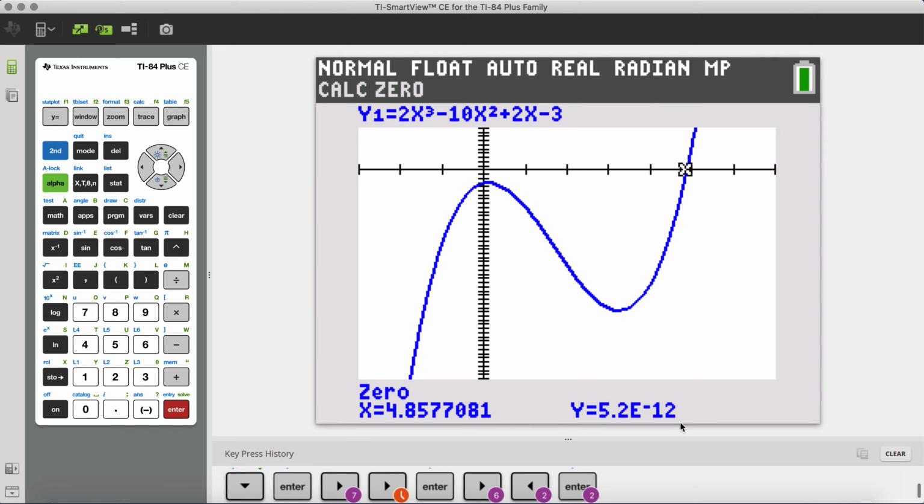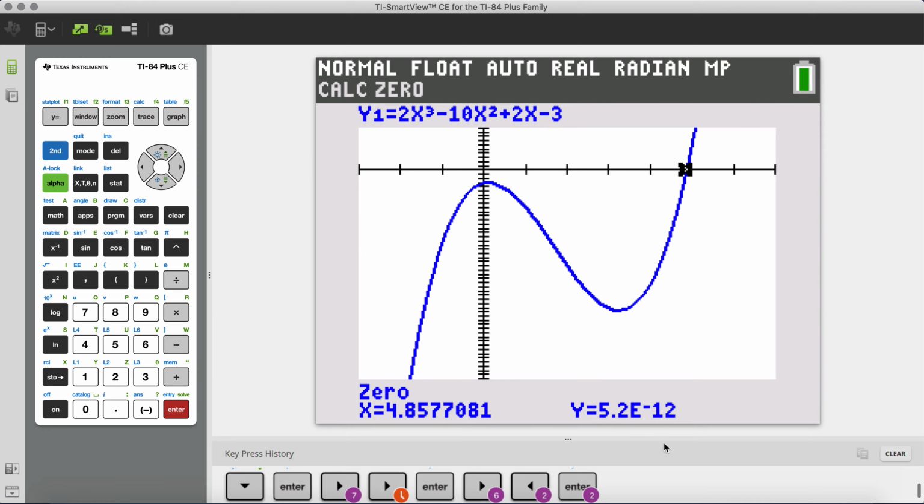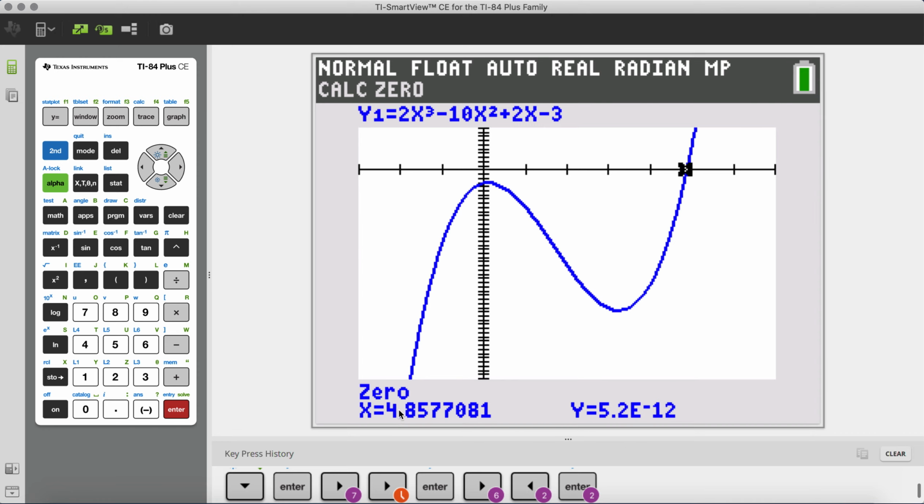So the 0 would be 4.86 comma, this right here is an error that our calculator makes sometimes. What this is saying is 5.2 times 10 to the -12, but really this is just 0. Okay, so your x-intercept should always be 4.86 comma 0. Even if the y shows up that it's not 0, it's always 0 for the x-intercepts.